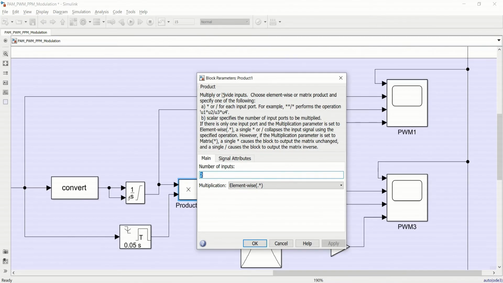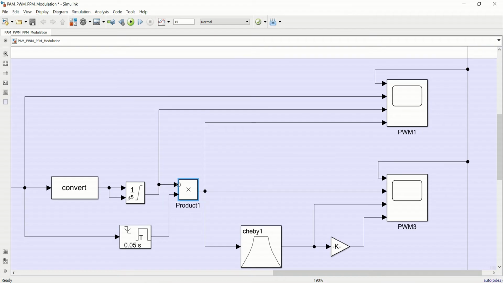This is the product block with number of input ports set to 2. So the output of this integrator is fed to this product block, and at the same time the output of this monostable block is fed to this multiplier, and then the output of this multiplier is then fed to the PWM signal. So in short, all of this converts the PWM waveform to an equivalent PAM waveform, right? So let us see what is that waveform.